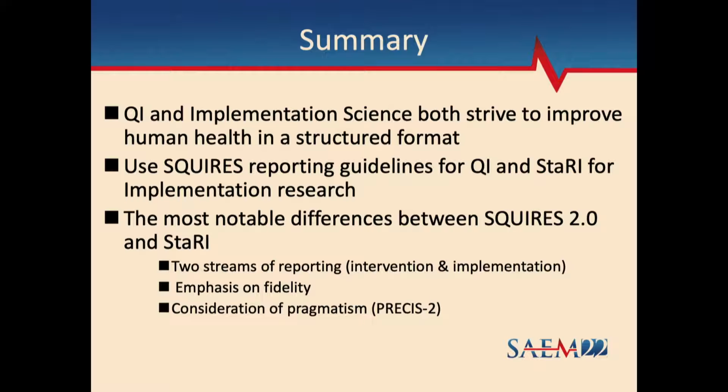But I hope I've painted a picture, at least from the implementation science perspective. What is implementation science? How do I do it? How do I report it? And then Larissa's going to talk a little bit about her actual application of this in the QI lens. Okay. All right. Thank you.